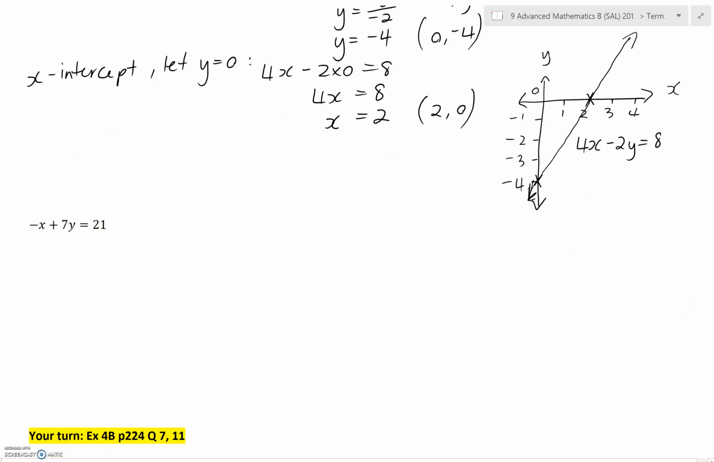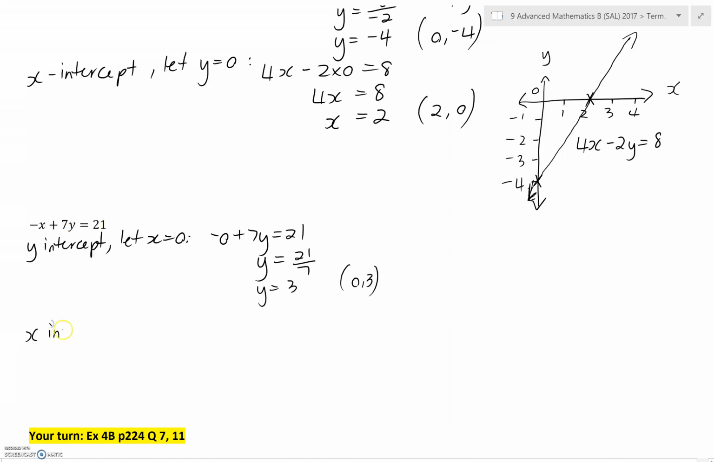So this time we've got minus x plus 7y equals 21. Exactly the same thing we're going to do. For our y-intercept, we're going to let x equal 0. And you really should say this each time because you're explaining what you're doing. So instead of x in my equation, I'm going to put 0. So negative 0 plus 7y equals 21. y equals 21 divided by 7, so y equals 3. So (0, 3) is this coordinate.